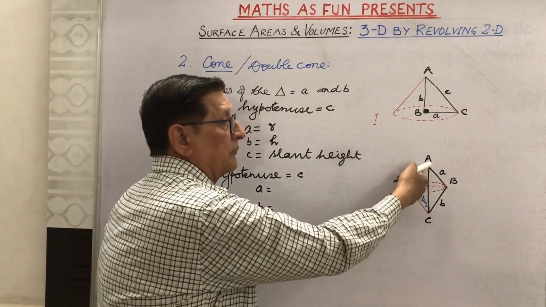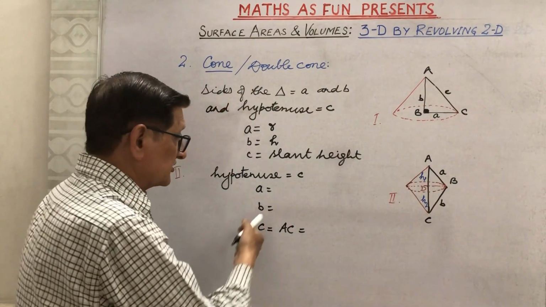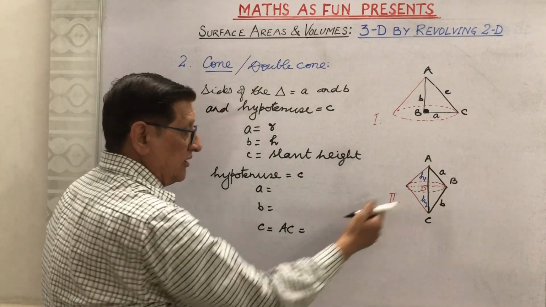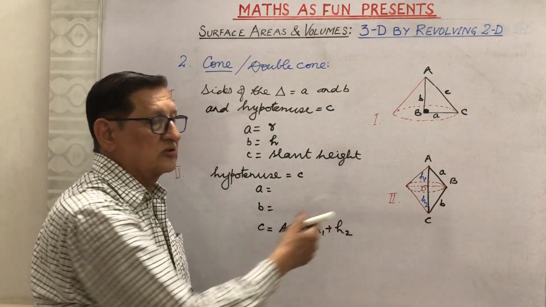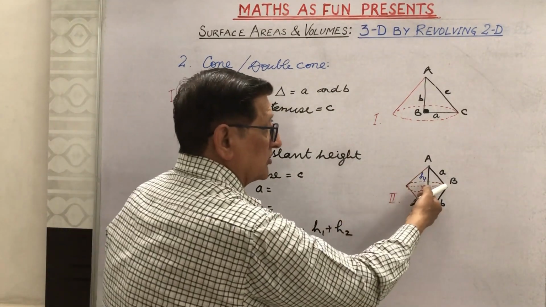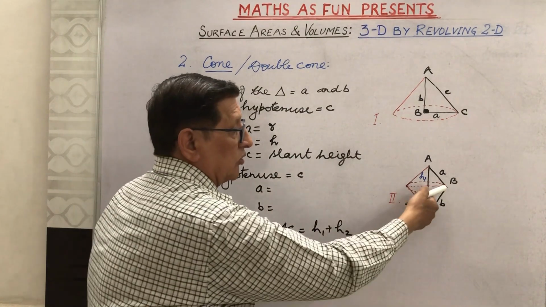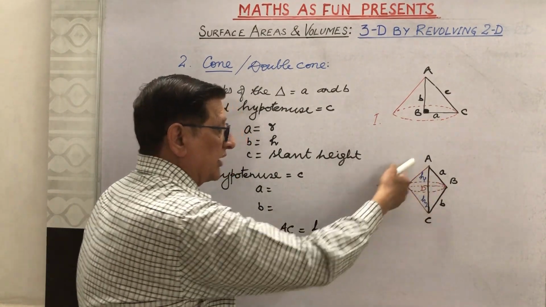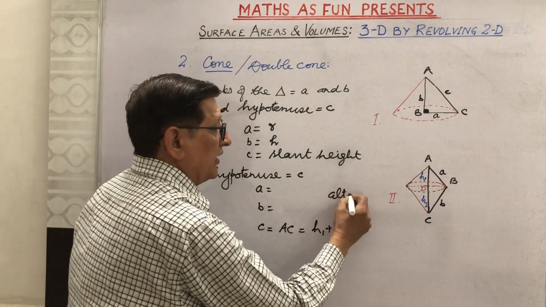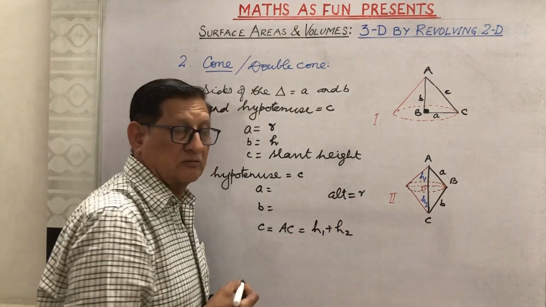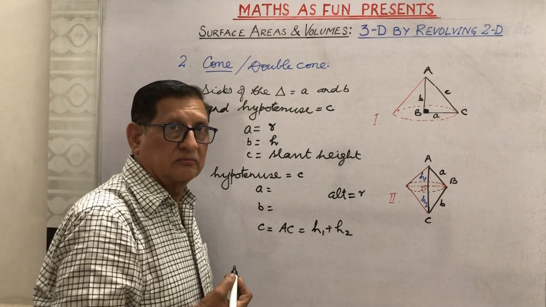Suppose the height of the upper cone is h1 and the lower cone is h2. Then this C, which is equal to AC, will be equal to h1 plus h2, the sum of the heights of the cones. And the radii of both the cones will be equal to the altitude of this particular triangle. So the altitude here will be acting as the radius of each of the cones.